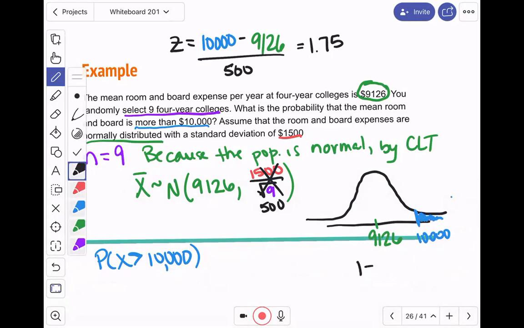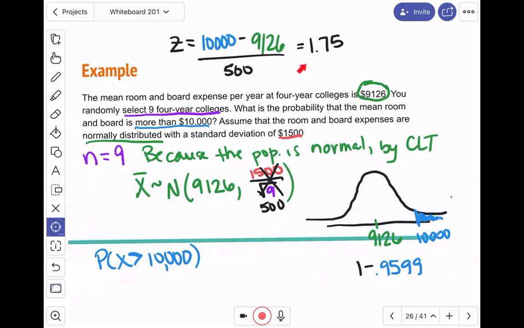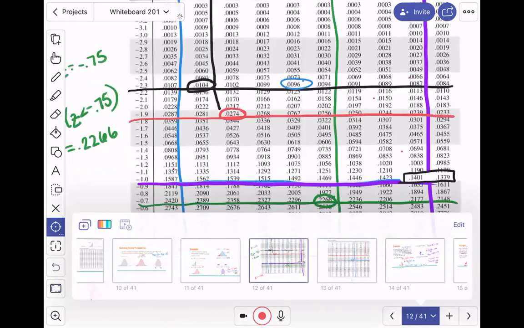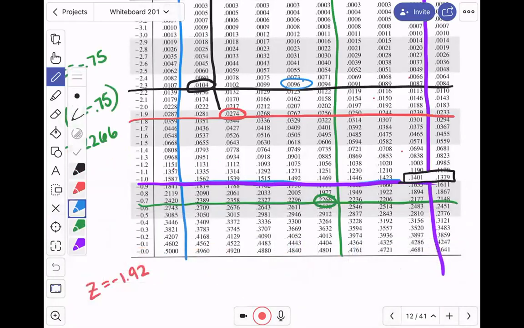I can do one of two things. I can do 1 minus 0.9599, or I can go back and look at the chart and look at what? Instead of looking at 1.75, what can I look at? Negative 1.75. If I calculate the right, I can always flip the sign to find things, all right? So if I go look at negative 1.75, negative 1.7 is here.